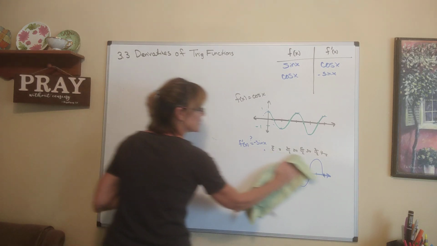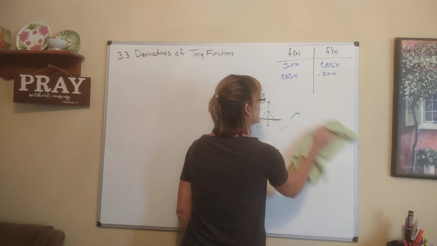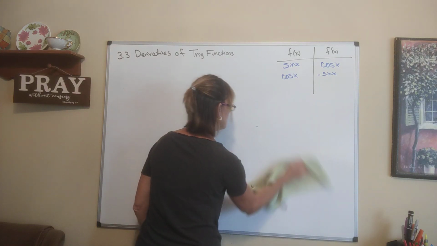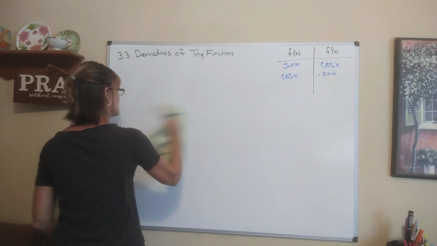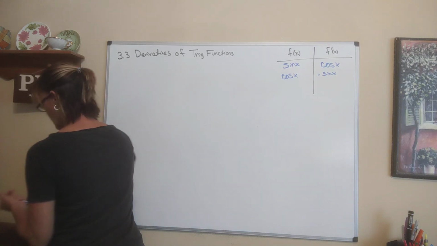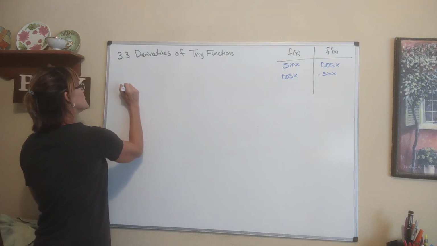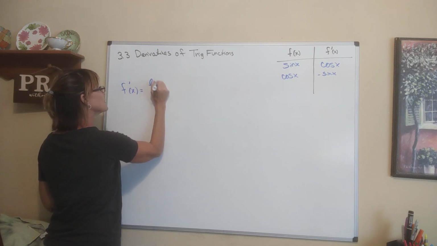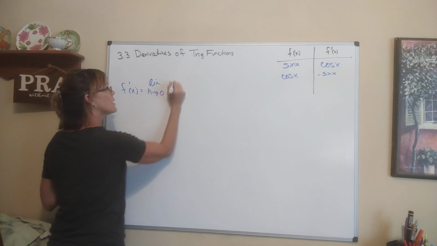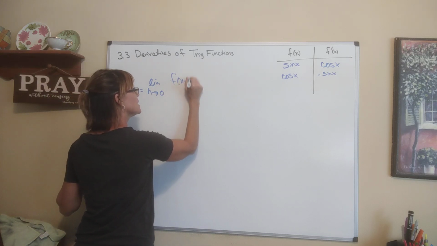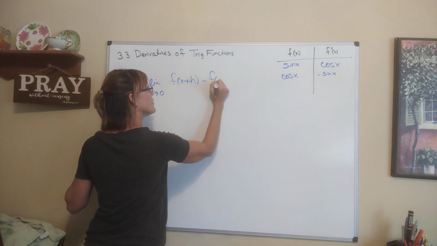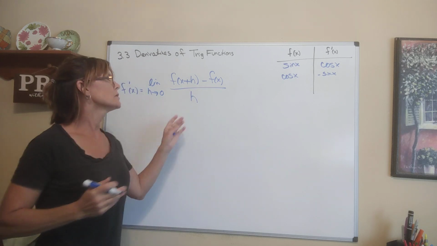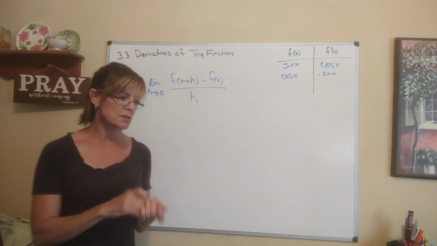This is one of the definitions. So let's have a look at this guy. Okay, so we say f prime of x in general is the limit as h approaches 0 of f of x plus h minus f of x, all over h.